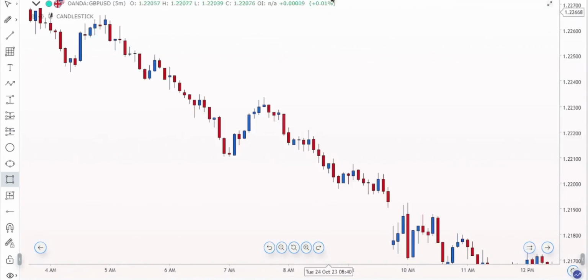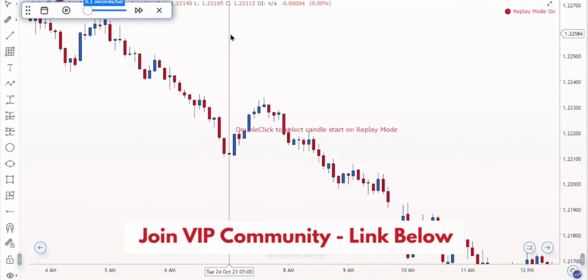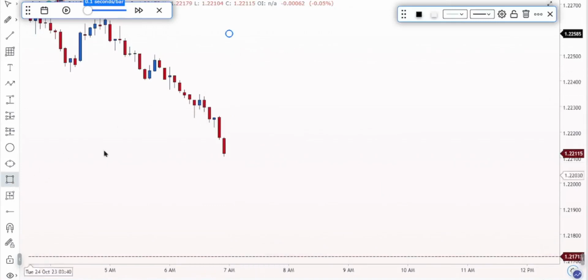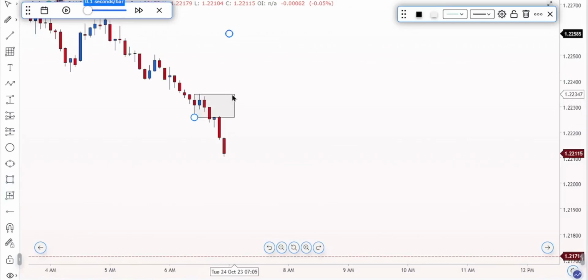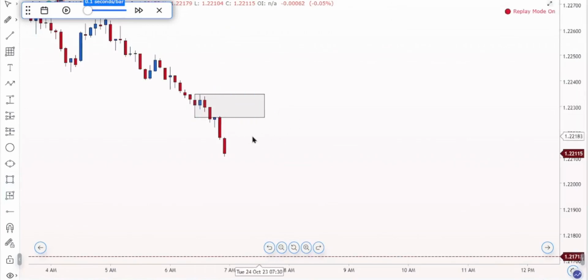All right, but before then, let's use the replay tool and let me show you that unmitigated order flow. So this is an order flow in the market, like I told you. That's your order flow. Now let's mark that order flow. Your order flow from here to this point is your order flow. Now we don't know whether price will come back to it, but that's your order flow.